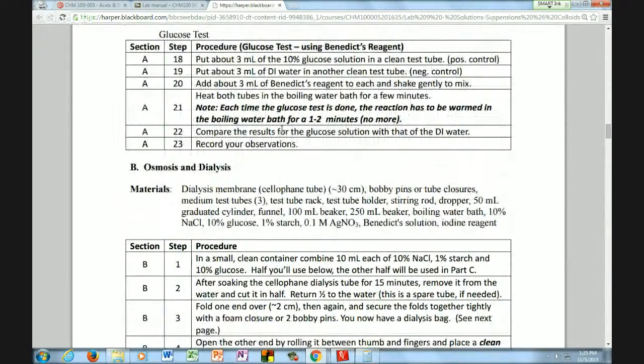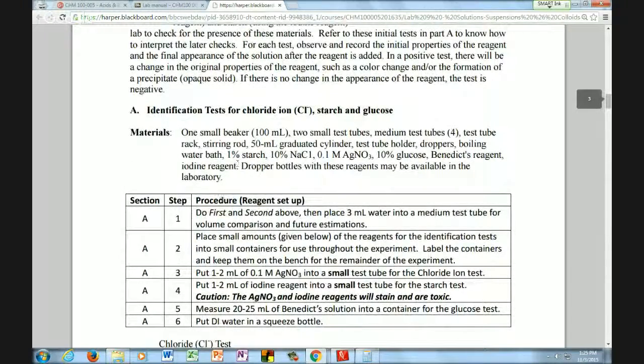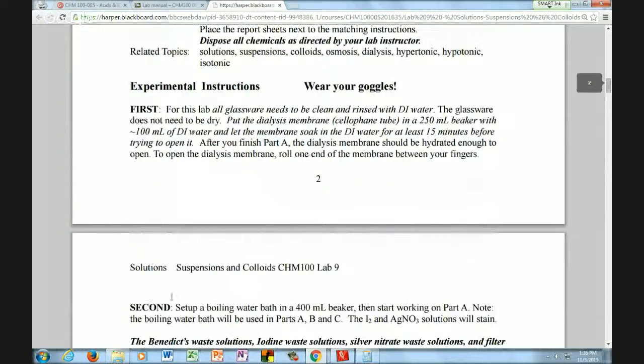Now the other thing is, don't do that test first. You'll notice right at the very beginning, before you start the directions, it says do first and second above. Then do this. So don't start here. Go up to first and second. The reason for that is the first and second are things that need to kind of sit for a little while. So you do that first, get it sitting, and then you start doing those tests while you're waiting for it. If you don't do those first, then you're going to be behind on everything else because you have to go back and start over with that stuff. So you have to soak the membrane in the DI water for at least 15 minutes. And that's the thing that you're doing first.